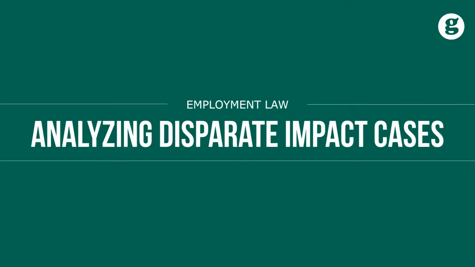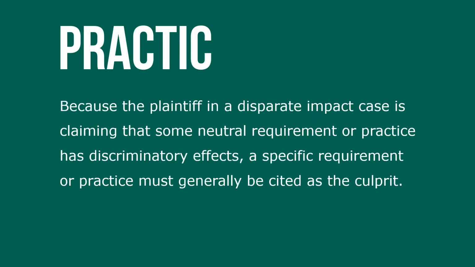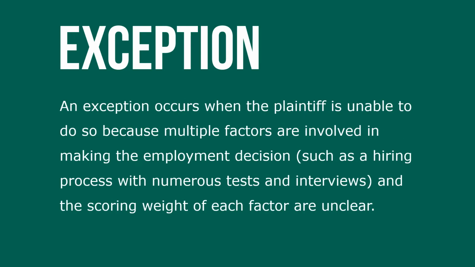Let's take a look at analyzing disparate impact cases. Because the plaintiff in a disparate impact case is claiming that some neutral requirement or practice has discriminatory effects, a specific requirement or practice must generally be cited as the culprit. An exception occurs when the plaintiff is unable to do so because multiple factors are involved in making the employment decision, such as hiring processes with numerous tests and interviews, and the scoring and weight of each factor are unclear.